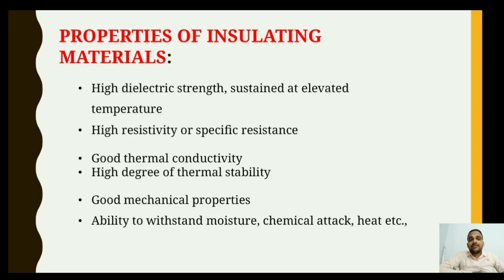Now the second property is that it should have high resistivity, or in simple words, a higher specific resistance. The resistivity signifies the resistive capability of a particular material. There are certain insulating materials like ceramic, mica, and asbestos, so there are different insulating materials, and all of them have their respective resistivity, their respective specific resistance. As you know, the resistivity depends on the type of material, what kind of material it is.